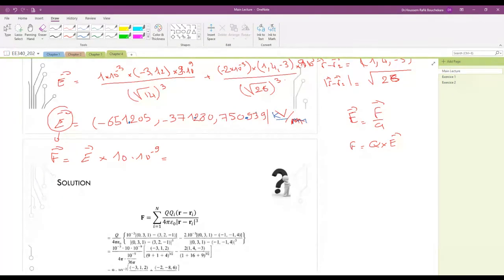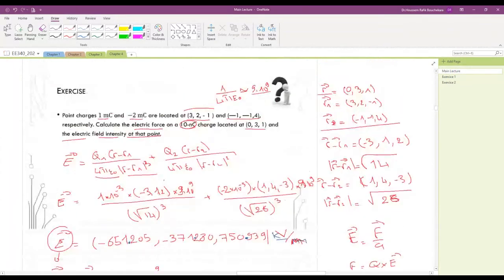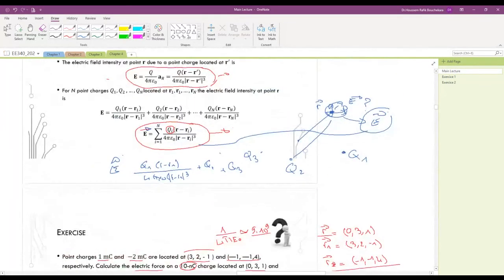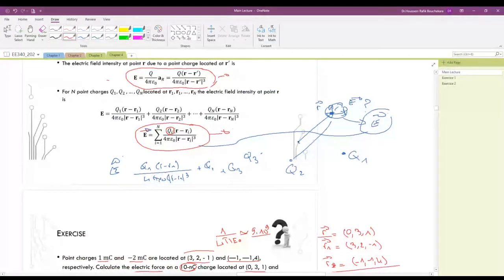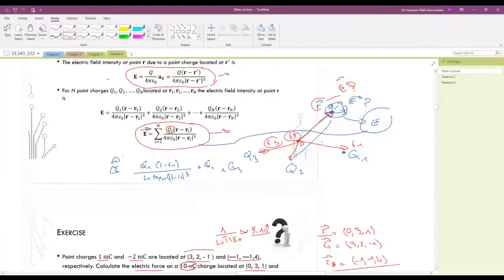وين R1 تقصد؟ نعم يا هاشم، أجمع الشحن. R1، this is R1. ممتاز، سؤالك حلو. هذا الأوريجين، هذا هو الأوريجين حق السيستم حقي. This is R, يعني فين أبغى أحسب الإي. This is R1, this is R2 and this is R3. Okay, the position vectors of the charges are R1, R2 and R3.